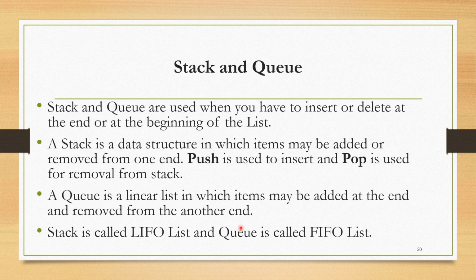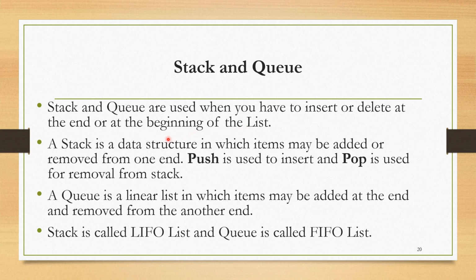That's why this structure is called last in, first out. Whatever plate is put last on the top will go first. Then the second plate will go, then the third, from the top. So that's why it's called a LIFO list. Stack and queue are used when you have to insert or delete at the end or at the beginning of the list. In a stack, we always add on the top, at one end, and we delete also from the one end.